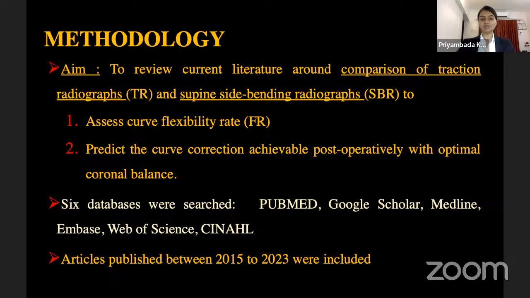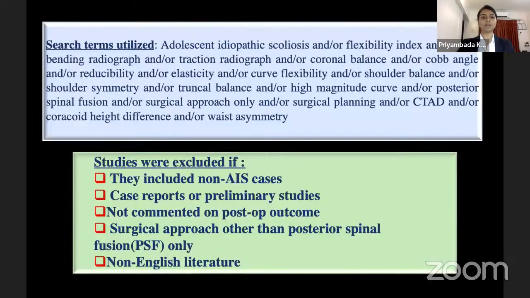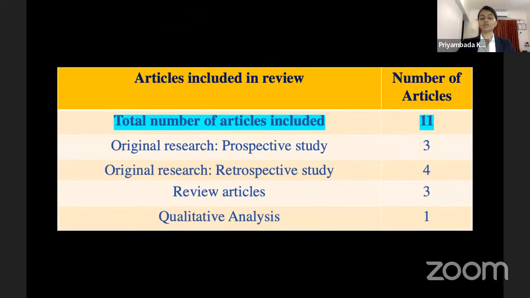6 databases were searched and articles published between 2015 to 2023 were included in my review today. The following search terms were utilized and studies were excluded if they included a non-AIS cause of scoliosis, if they were case reports or preliminary studies, if they did not comment on the post-op outcome, if the surgical approach used was something other than posterior spinal fusion only, and if it was printed in non-English literature. A total of 11 articles were included in my review.